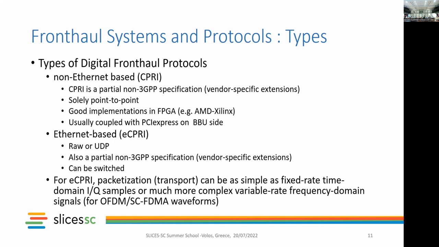In terms of types of digital fronthaul protocols, you can have non-Ethernet based, or not strictly speaking Ethernet based. So CPRI is that. It's a partial non-3GPP specification, and it has vendor-specific extensions. So it's not meant to be an interoperable thing, and it's really defined for point-to-point between the radio and the baseband. So it is not a switched networking protocol, really point-to-point.